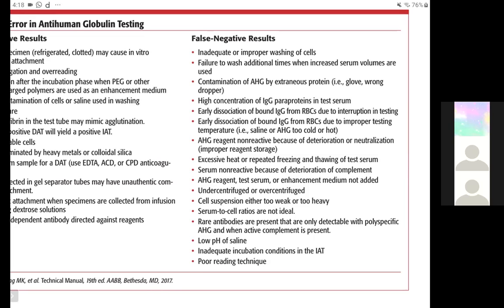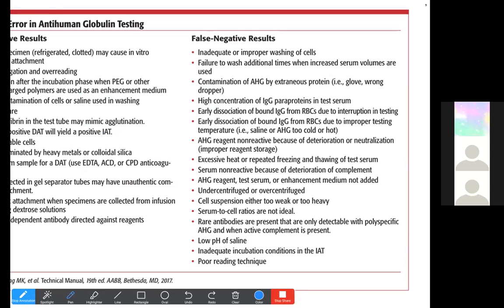So if it is more than 5%, too heavy, or too weak, then that ratio would be disturbed. So the cell to serum ratio is important. If the cell suspension is either too weak or too heavy, that would affect the reaction also. So we deal with the cells, that is the serum to cell ratio, and then the washing of the cells. This is what is important regarding the cells.